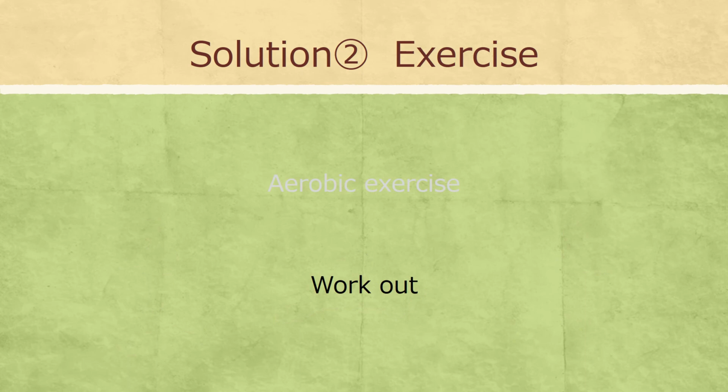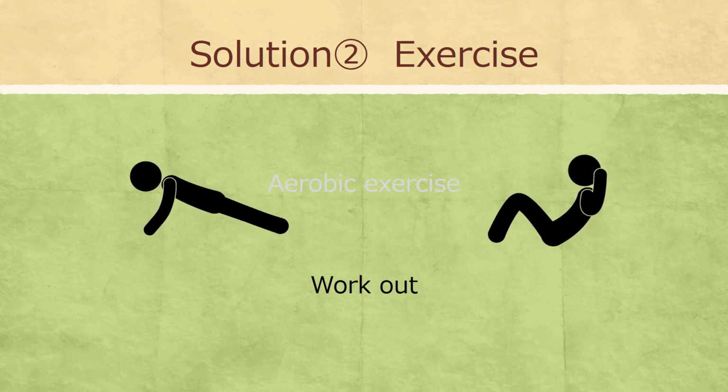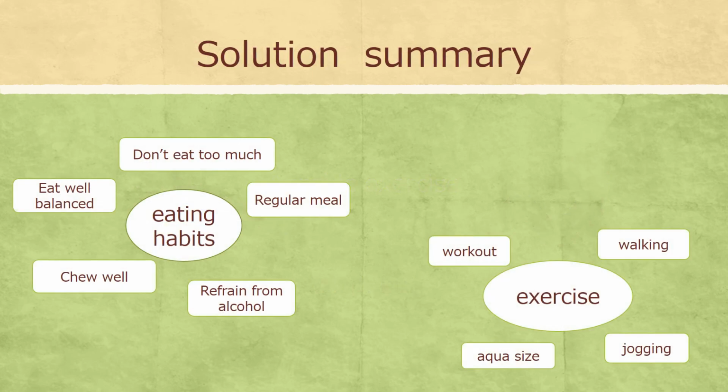Workout. As muscle mass increases, basal metabolism increases and energy consumption also increases. By doing so, we can make a body with fast metabolism. This is a summary of up to here.